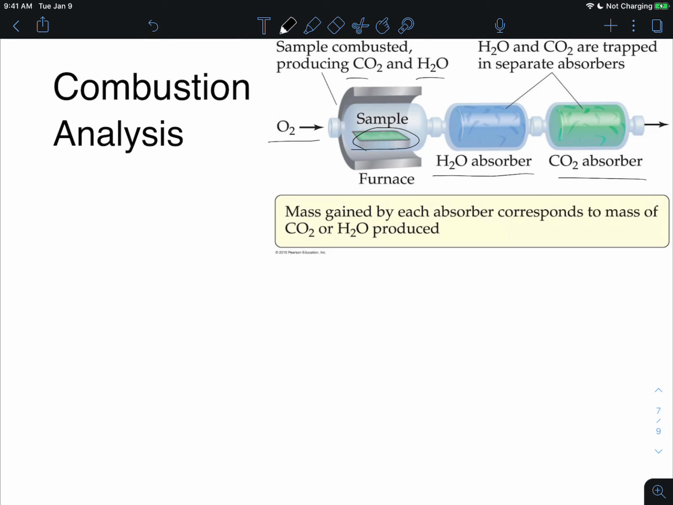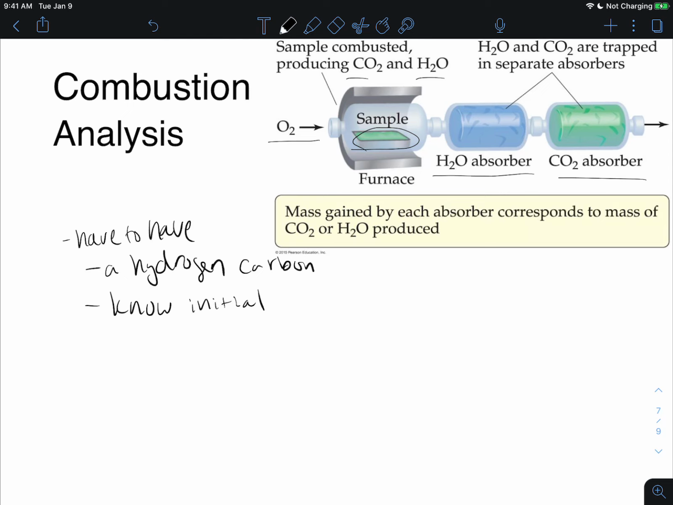So some things in combustion analysis: you have to have a hydrocarbon. It can be a hydrocarbon with a heteroatom, that's fine. You have to know the initial mass of your sample. So whatever your hydrocarbon mass is, you have to have that in order to solve for this. And then you're going to also know masses of water and carbon dioxide after combustion.